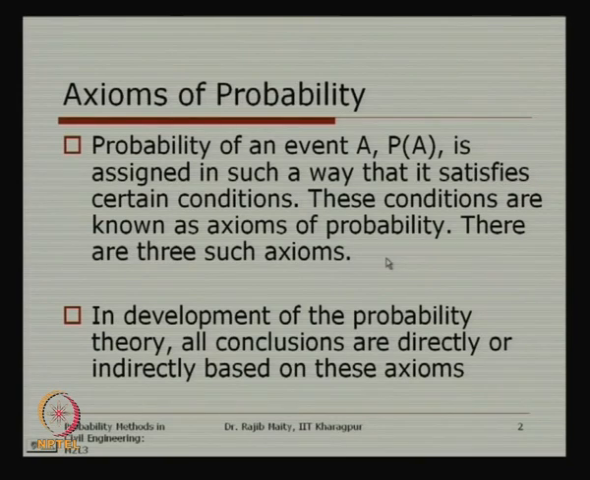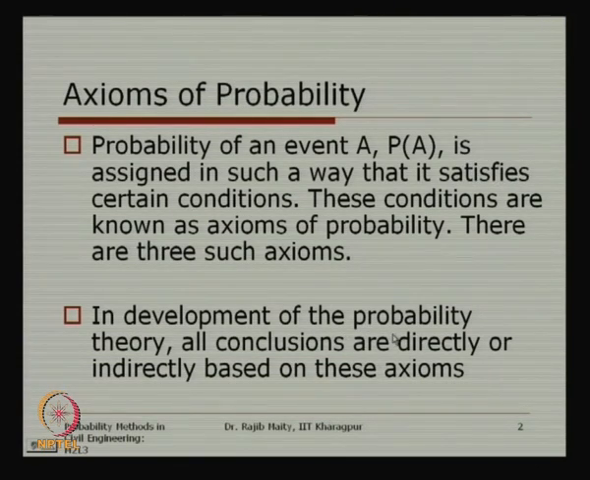So, why is it important that we should know first the probability of an event A? In the previous classes we have covered the concept of event and sample space. When we are going to assign probability to some event, we generally follow certain norms. So, here the probability of an event A, which is denoted as P(A), is assigned in such a way that it satisfies certain conditions. These conditions are known as axioms of probability. There are three such axioms that we will go through one after another.